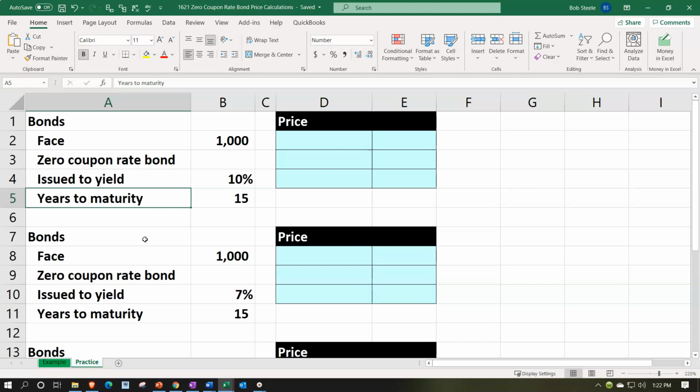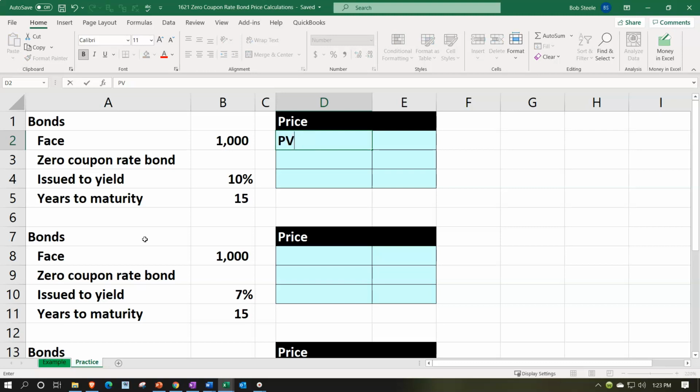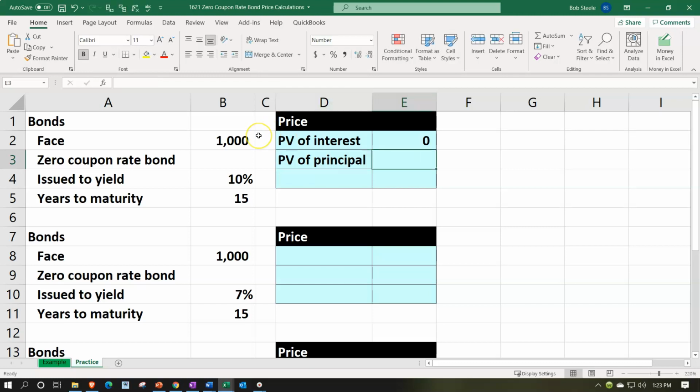Now, normally when you calculate the price of the bond, we have the annuity component, which is the interest component, but we don't have it this time. Normally you have to take the present value of an annuity calculation for the interest, but that's simply going to be zero. So really all we need is the present value calculation of the principal, or the 1,000 in this case, the amount at the end of the term of the bond, which would be 15 years discounted at the 10%. So that's going to be our calculation here.